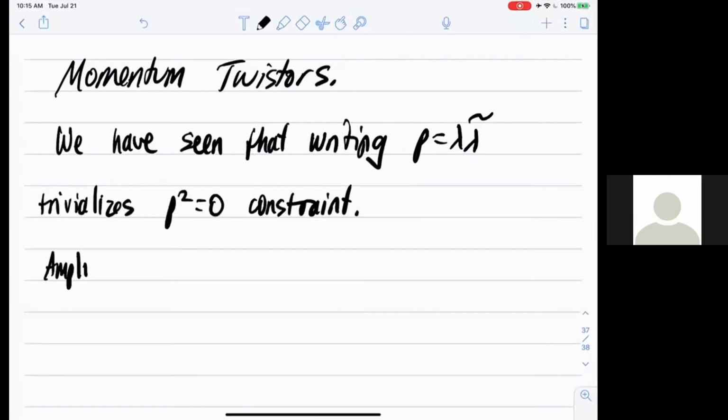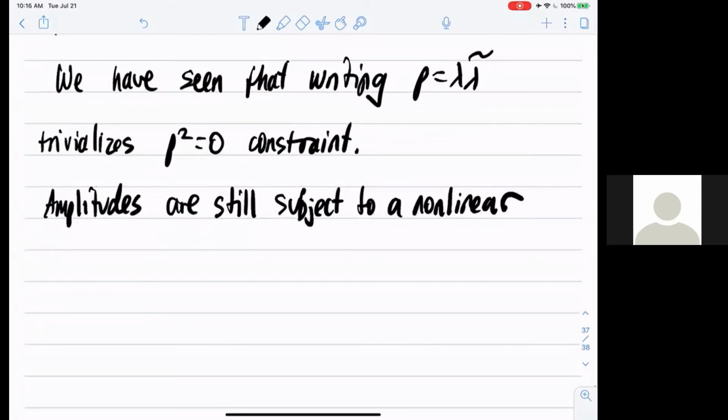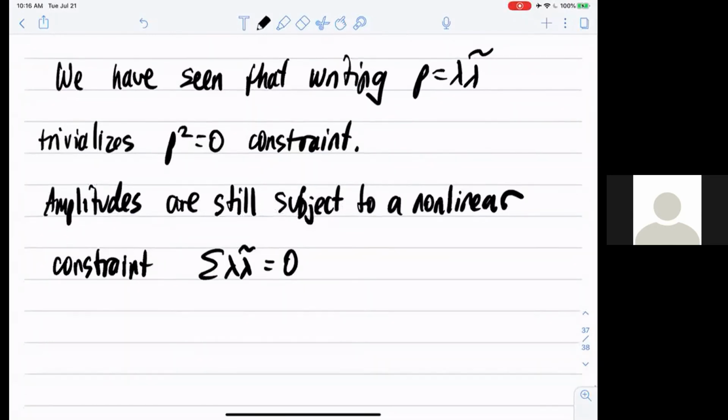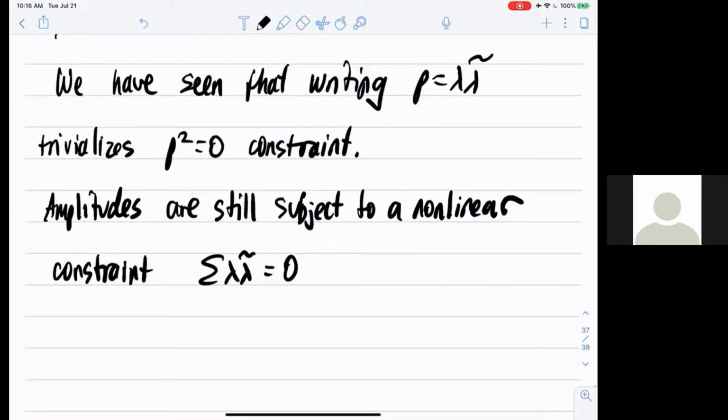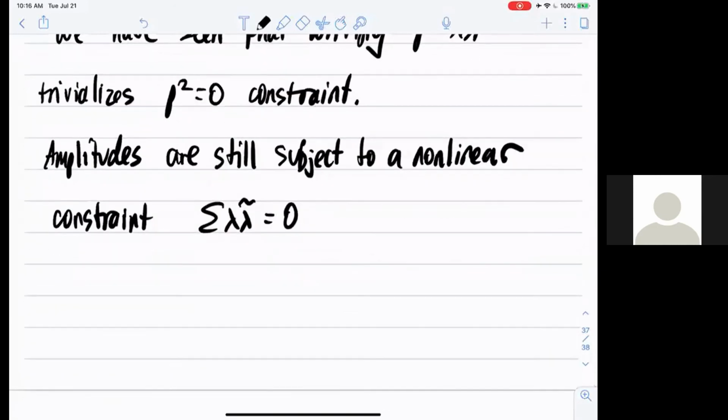But amplitudes are still subject to a nonlinear constraint: the sum of lambda lambda tilde must equal zero by momentum conservation. So we'd like to switch to a new set of variables that trivializes this constraint as well. And we will see that that new set of variables also has a nice additional property of making symmetries more manifest.